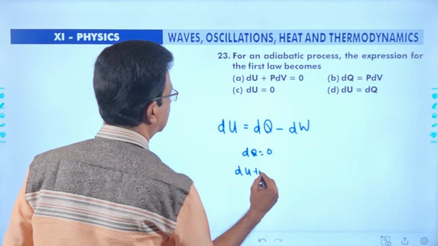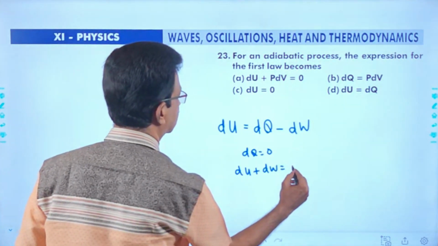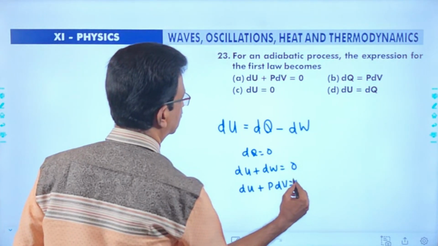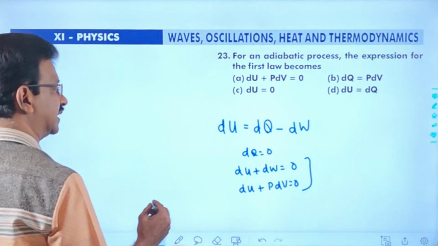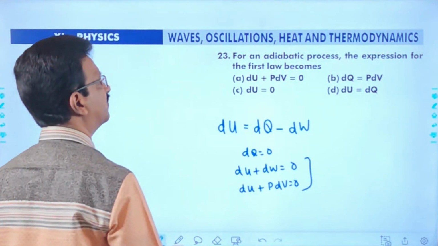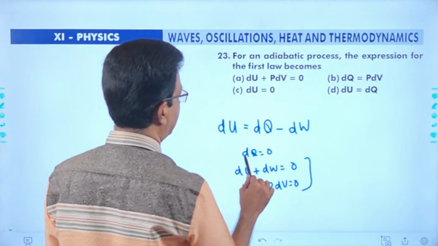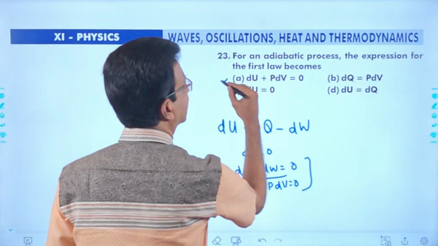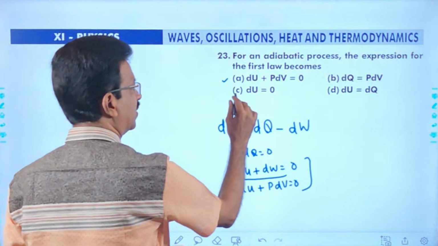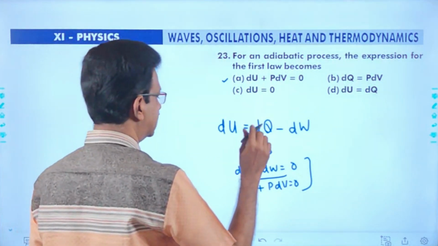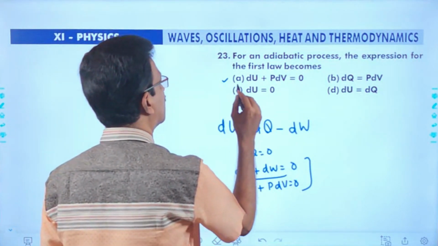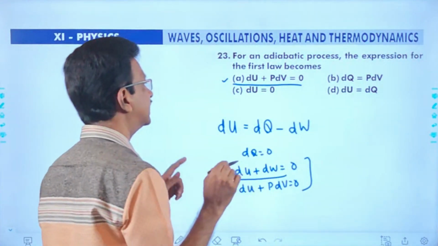Then dU plus dW equals 0, or dU plus pdV equals 0. These are the representations of the first law for an adiabatic process. For an adiabatic process, the expression for the first law becomes dU plus pdV equals 0. That's the correct choice. dQ equal to pdV is wrong, dQ equal to 0 is not it. dU equal to 0 is for an isothermal process. dU equal to dQ is also wrong. Therefore, the correct answer to this question is A.